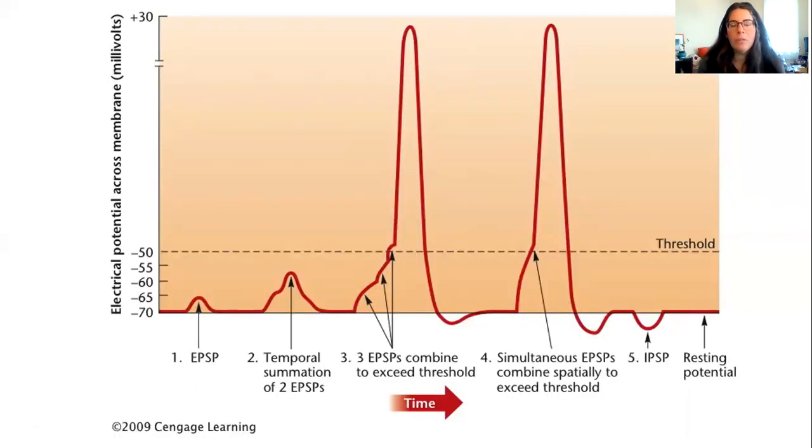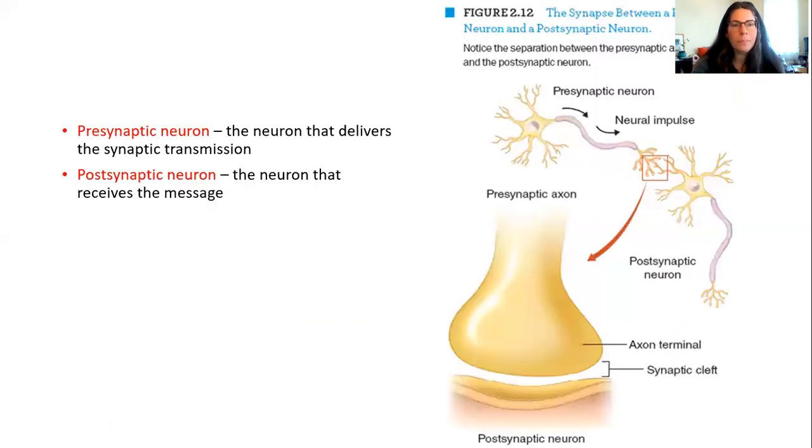It's very similar with spatial summation. Again, it's several weak stimuli together producing a voltage change enough to reach threshold.